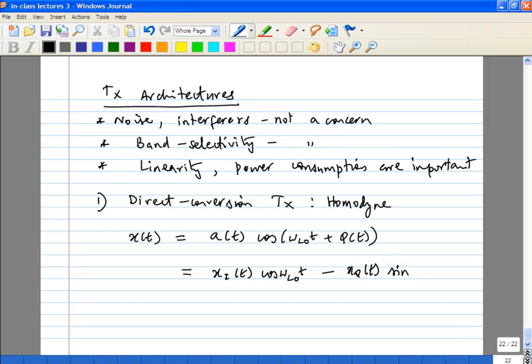You can also represent it in Cartesian form, okay, as xi of t cos omega lo t minus xq of t sin omega lo t, and obviously A of t cos phi of t is xi of t and A of t sin phi of t is xq of t, okay. Now remember that this signal is actually a real signal, it doesn't have complex components.